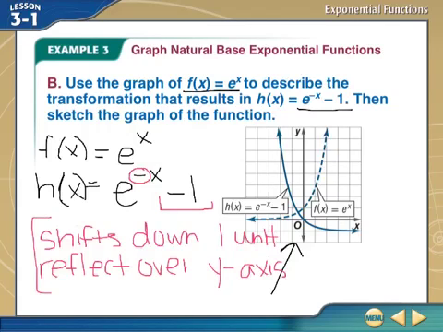Now, on your graphing calculator, you can graph these two functions on a standard window. Again, in order to get base e, you have to use second, and then that ln button, which is on the far left-hand side of your graphing calculator. Right above it, you'll see e to the x, and that will allow you to get that base e, which is approximately 2.71.